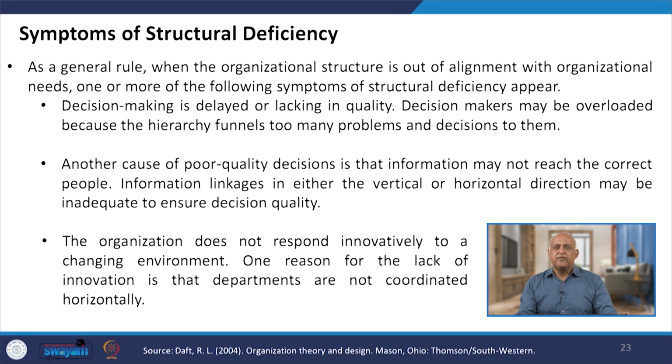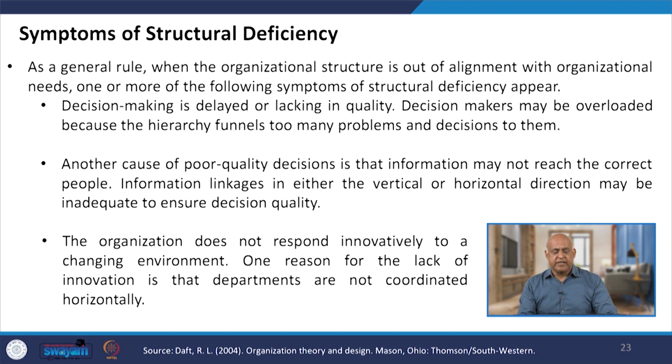As a general rule, when the organization structure is out of alignment with the organizational needs, one or more of the following symptoms can be seen. Decision making is delayed or lacking in quality, because the decision makers may be overloaded because of the hierarchy. Too many problems are referred up and the decisions are kept pending. Another cause of poor quality decisions is that information may not reach the correct people. Information linkage in either the vertical or horizontal direction may be inadequate to ensure decision quality.